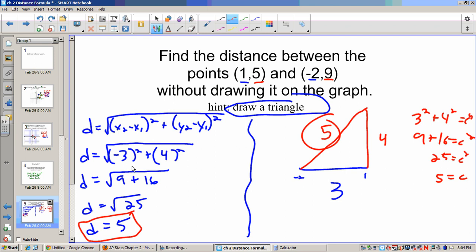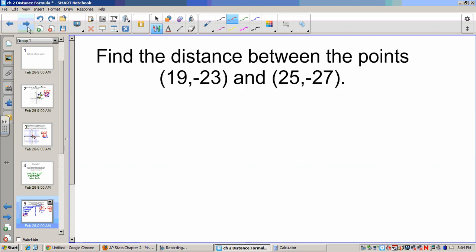One is using algebra and a formula. The other one is drawing a picture and going from there. All right, find the distance between 19 and 23. Pause the video and see if you can do this one on your own.